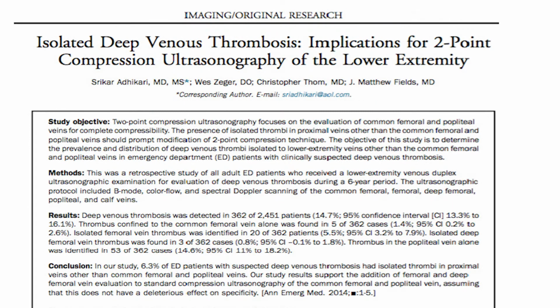The second paper to touch on is this from 2014, which showed that scanning the common femoral vein and the popliteal vein in isolation would miss approximately 6.3% of DVTs. That is to say, around 6 to 7% of thrombosis is found in the mid portion of the thigh in the superficial femoral vein. That's part of the reason why we chose a 3-point rule-in scan as opposed to a 2-point scan.